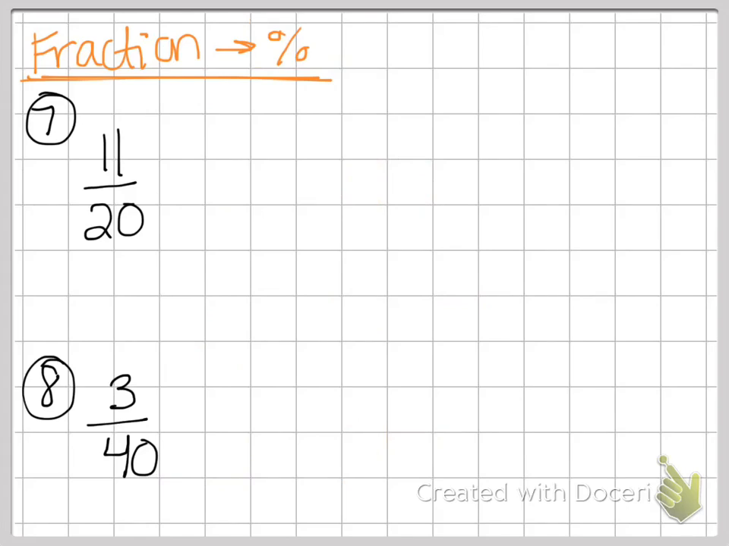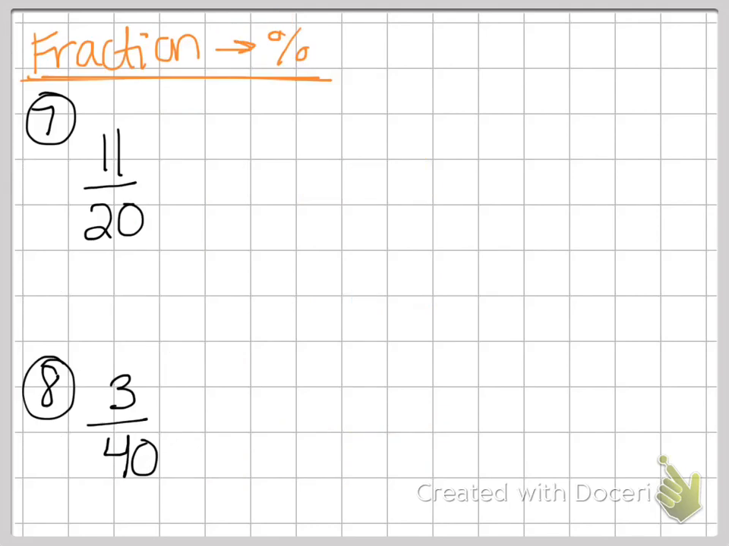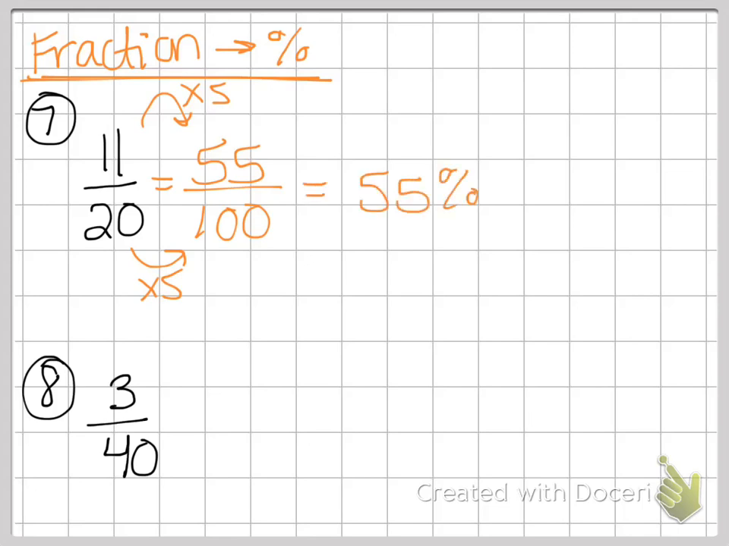Fractions are not as simple as moving the decimal to the right, but we can make equivalent fractions with a denominator of 100. So for example, number 7, I have 11/20. I know that I can convert this into a denominator of 100 by multiplying by 5 and doing it to both the numerator and denominator. And I get 55 over 100, which is the same as 55%.